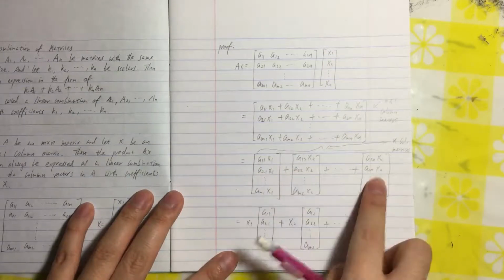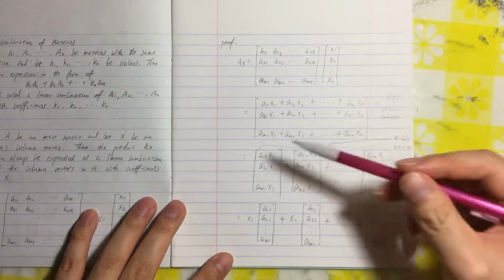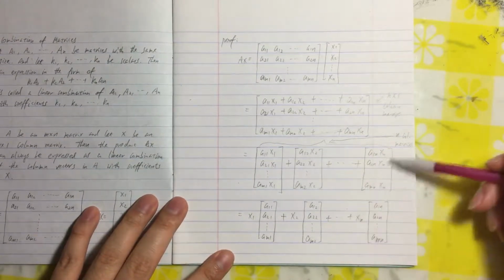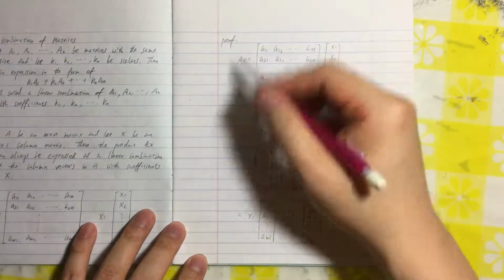Then for each column matrix, I can pull out a common factor. In the first matrix, I pull out S1. In the second matrix, I pull out S2. In the last matrix, I pull out Sn. Then this is equal to Ax.